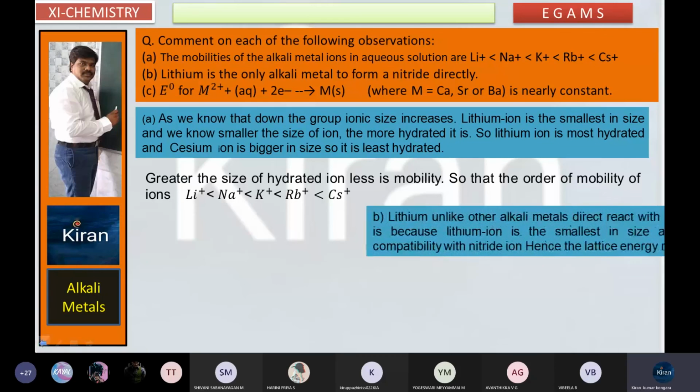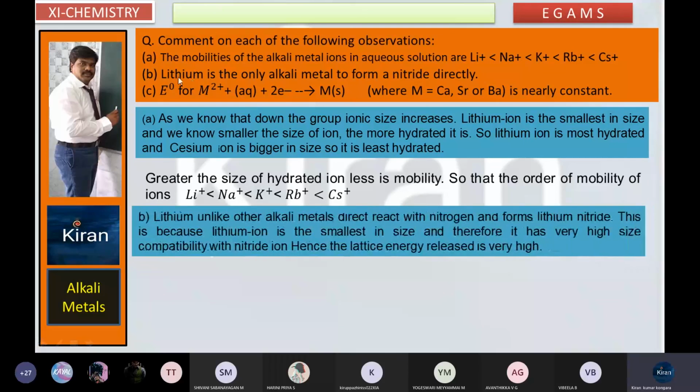Second question answer. Second question is what here? Lithium is the only alkali metal to form a nitride directly. When lithium metal is exposed to atmospheric air, it reacts with oxygen and forms lithium monoxide, and at the same time lithium can also react with nitrogen available in the atmospheric air and form nitride without heating, without applying any experimental conditions.